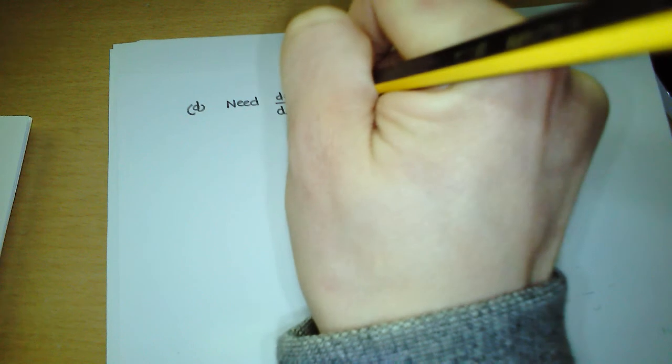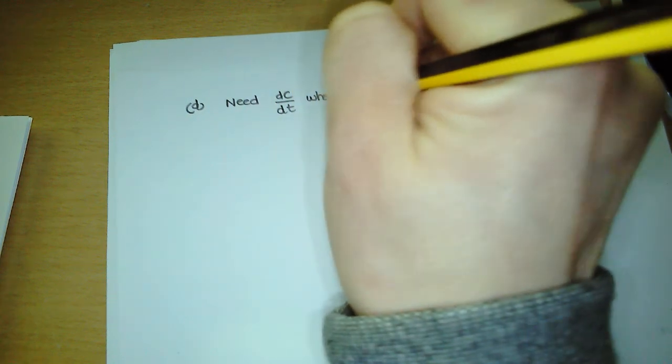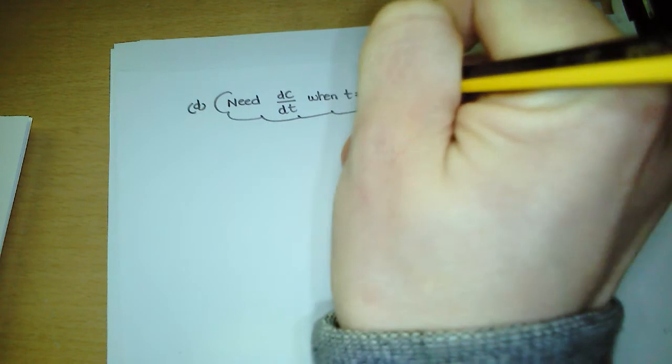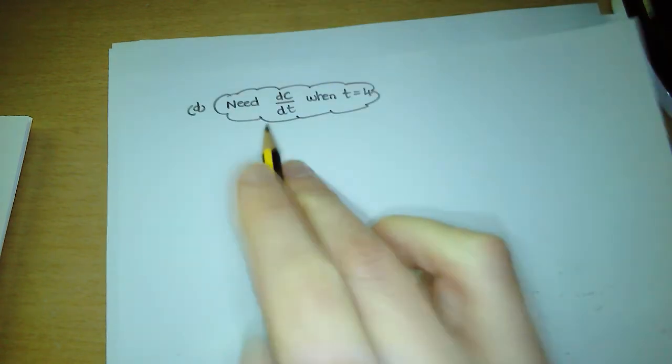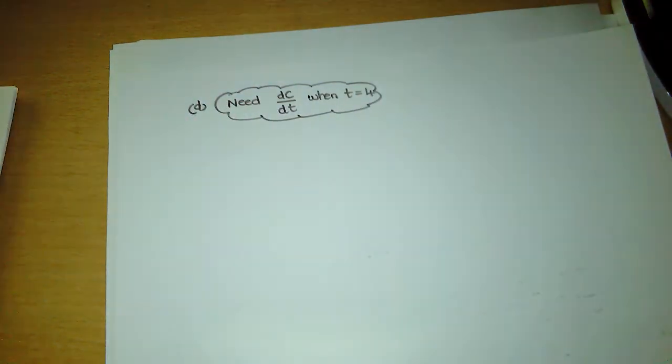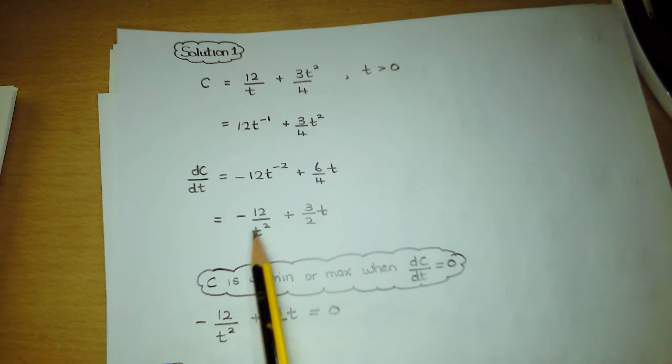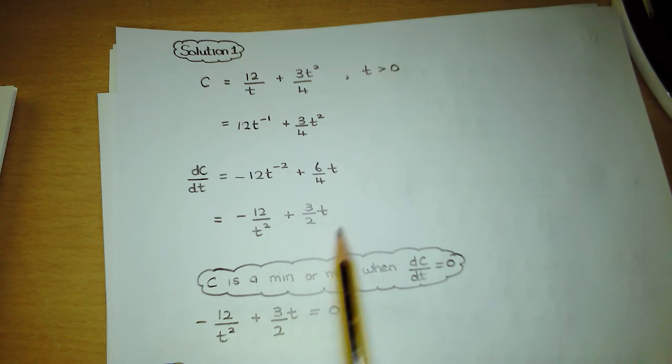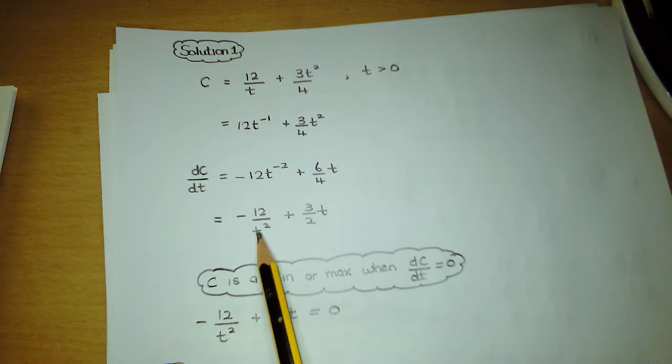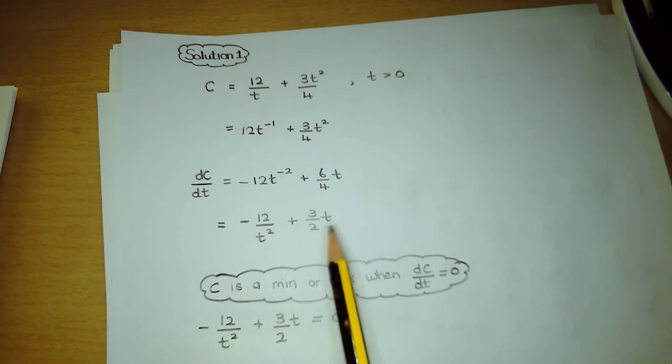So we need dc by dt when t is equal to 4. Okay, so what was dc by dt? If we go back, way back early on in the question, there's the expression for dc by dt. So we're going to copy that down. So dc by dt is minus 12 over t squared plus 3 over 2t.